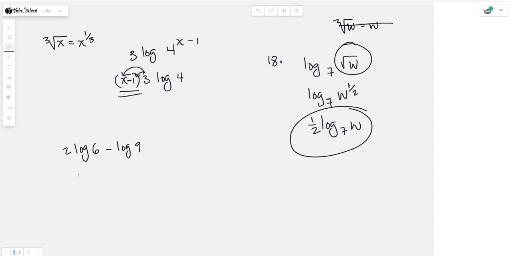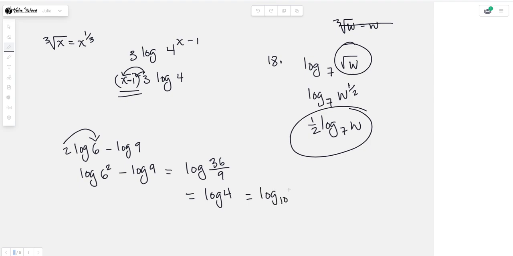Again, it's base 10. First, put the 2 as an exponent. So that's log of 6 squared minus log base 10 of 3 squared, which is log of 9. We just finished applying the power rule, so now you do the quotient rule. That's log of 36 over 9, and that's log of 4. Since we said it's base 10, this is log base 10 of 4, but we don't know how to do that without a calculator, so you leave your answer as simply log of 4, because we don't know what 10 to what power gets us to 4.